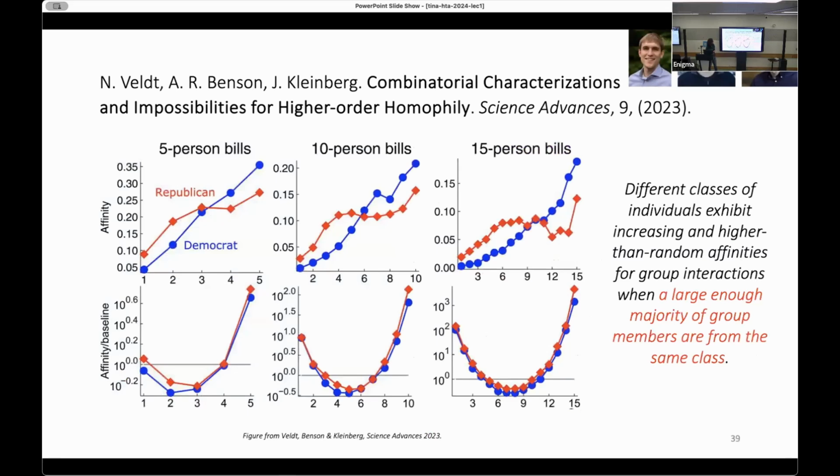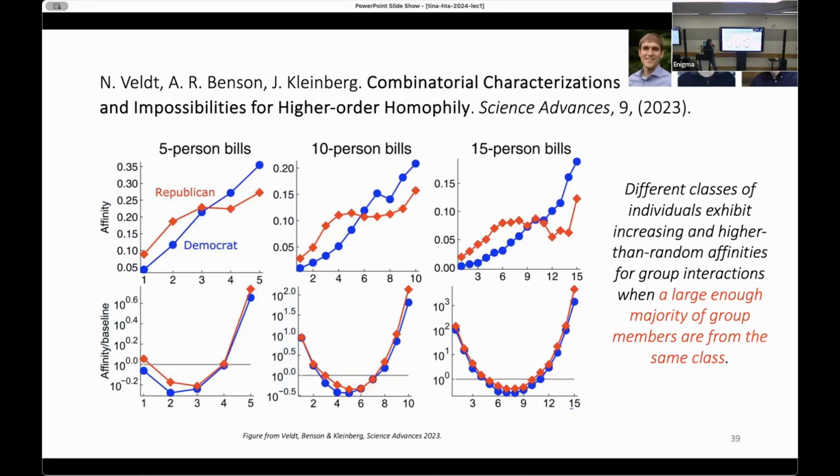So here, this is in the US, Republicans and Democrats, is co-authorship. And on the x-axis is the number of people on the bill. So a bill here is a hyperedge, right? And then people who are on it are the nodes in that. And then this is the affinity score. And then this is the affinity divided by baseline.